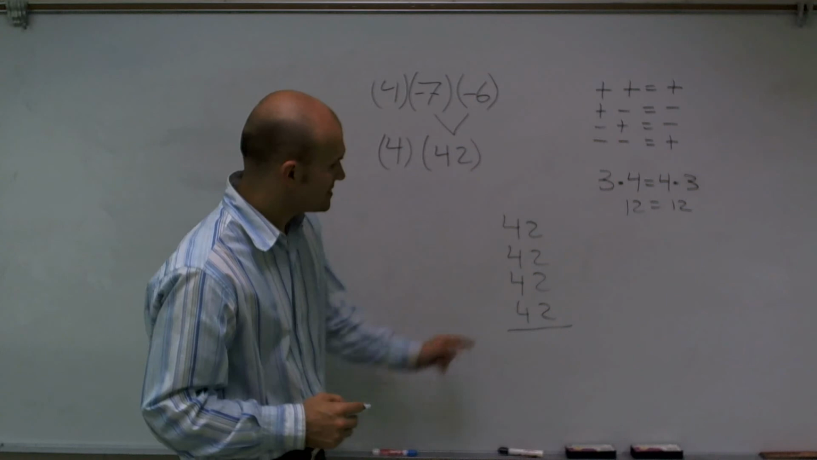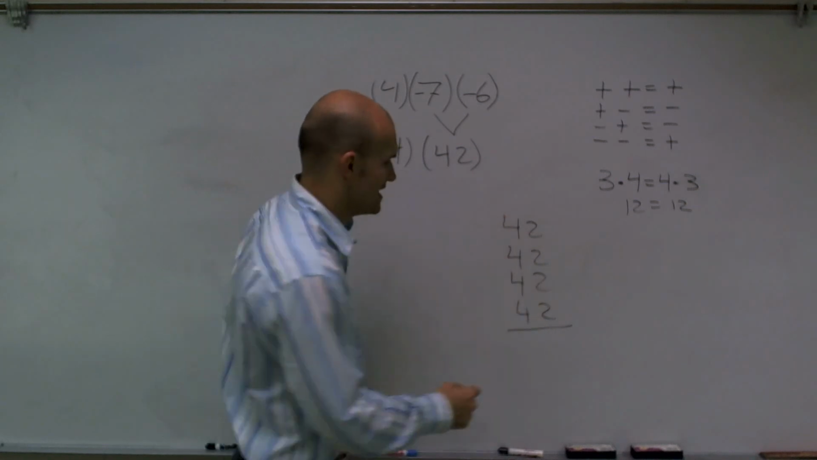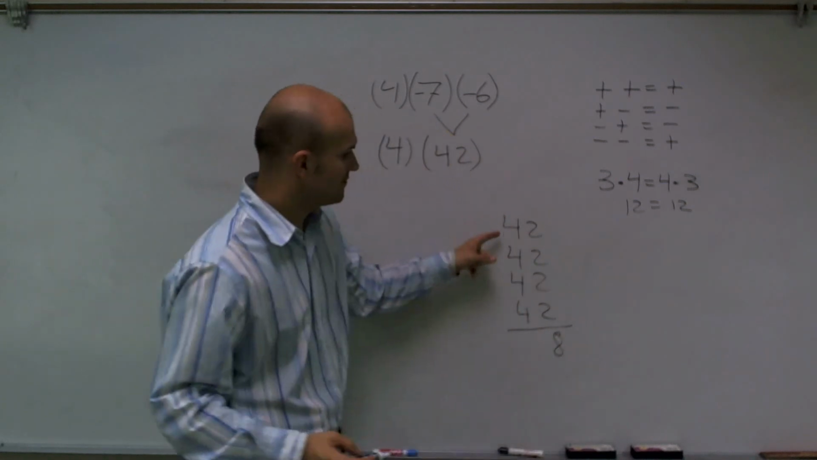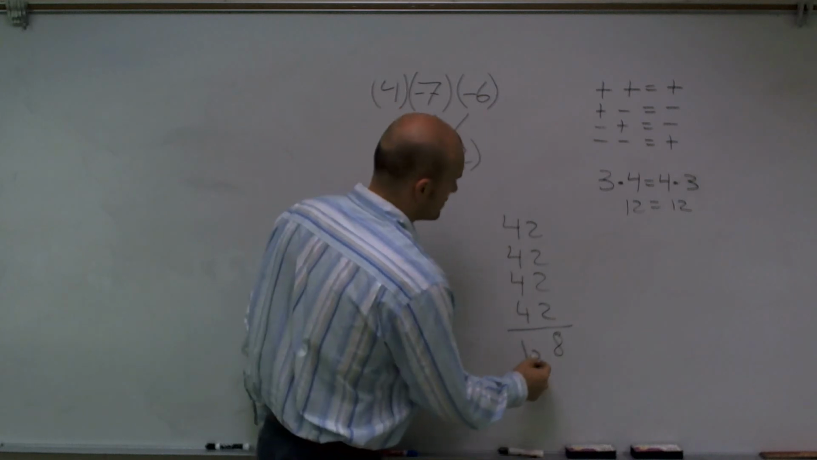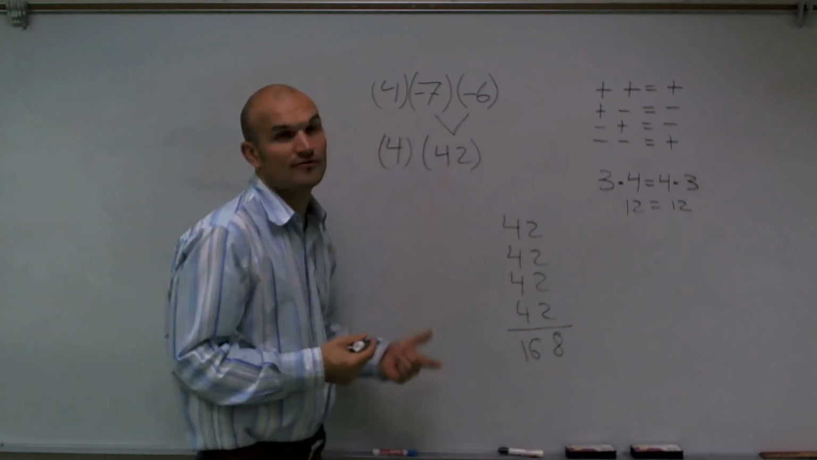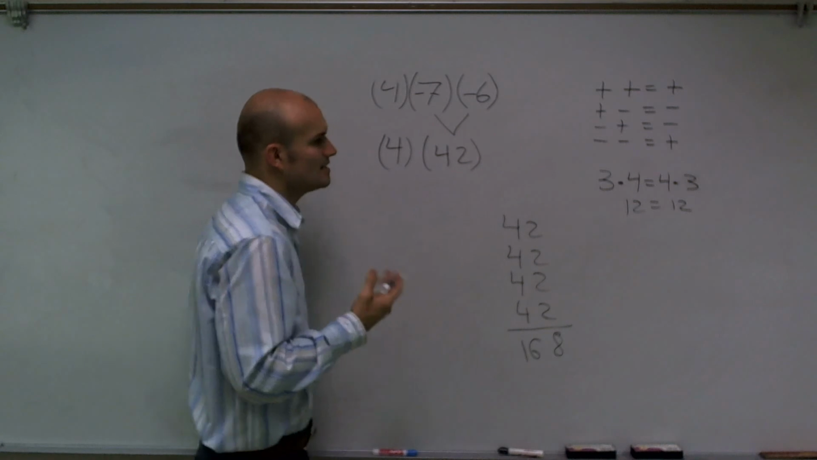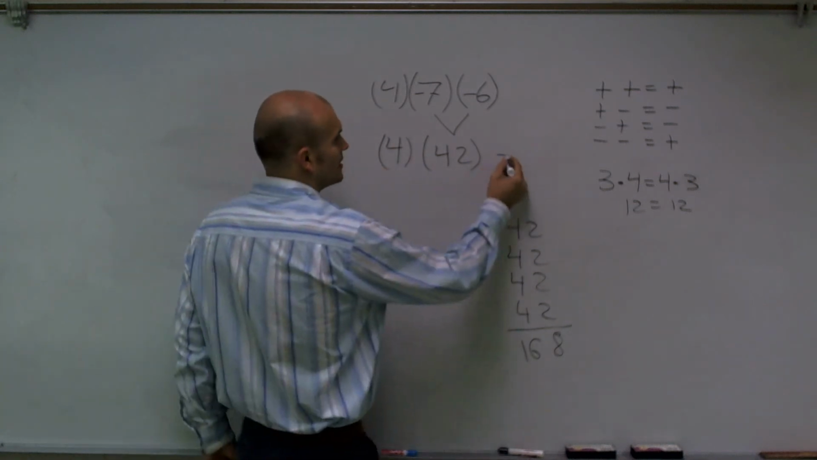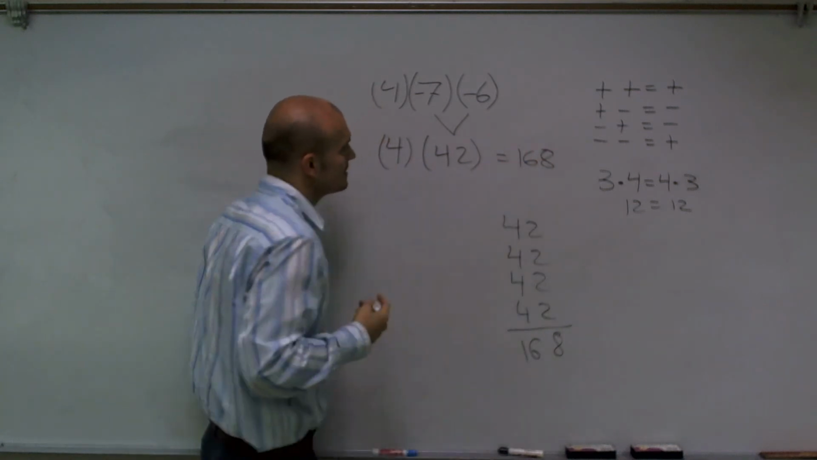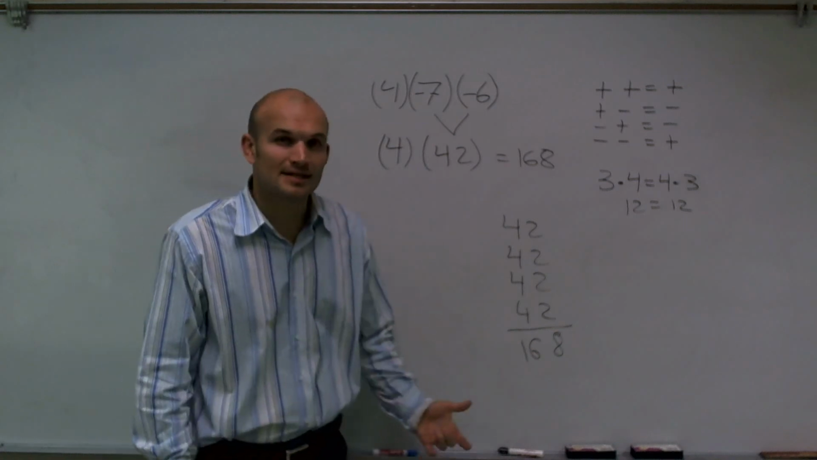So if you think about this, 2, 4, 6, 8, and then 4 plus 4 plus 4 plus 4 equals 16. And if you want to verify on a calculator, you can simply type it in, 4 times 42 equals 168. There are a couple of ways to mentally do that math.